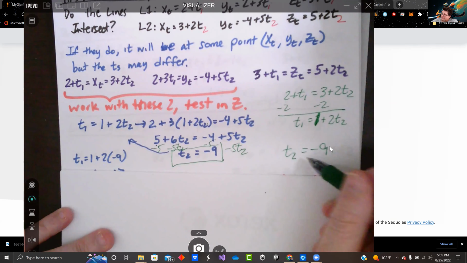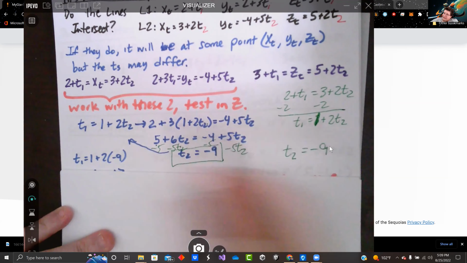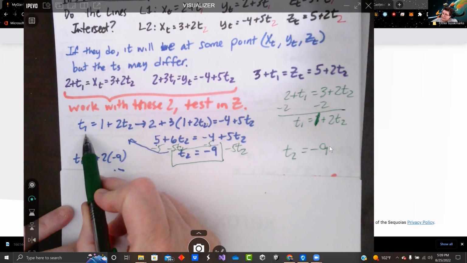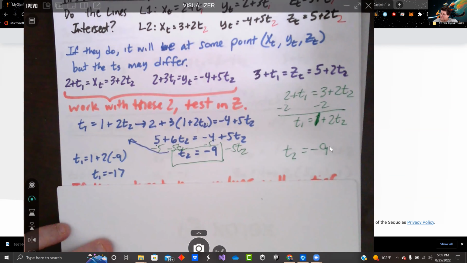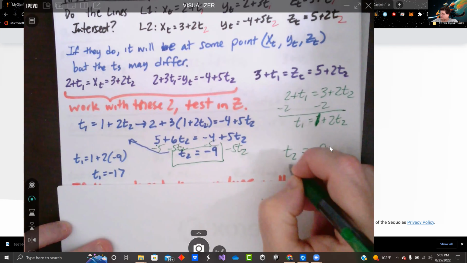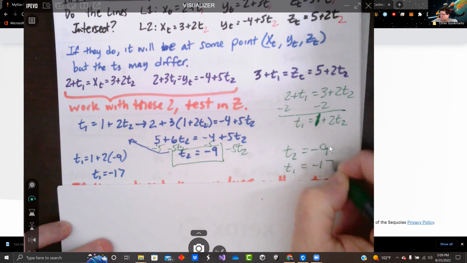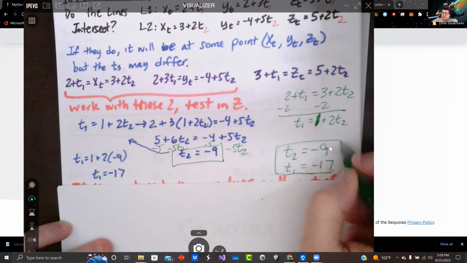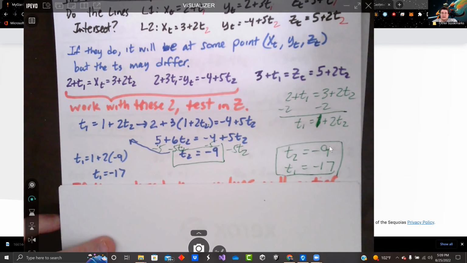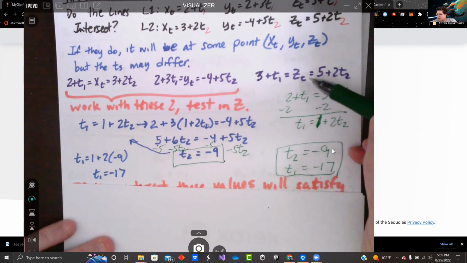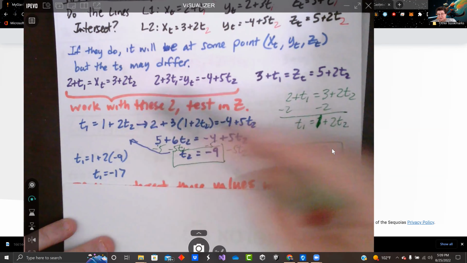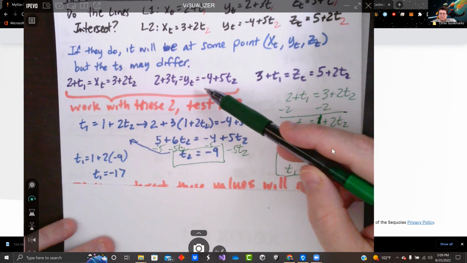So I'm going to plug t2 equals negative 9 into this equation over here to find out what t1 is. We do that. We got 2 times negative 9 plus 1. t1 equals negative 17. Okay, so I have 2 different times for each line. I can plug them into z and see if z works. They should work in both of these equations because that's where I got the values.